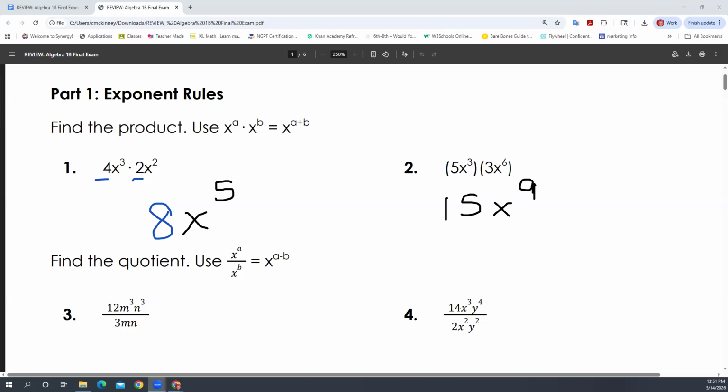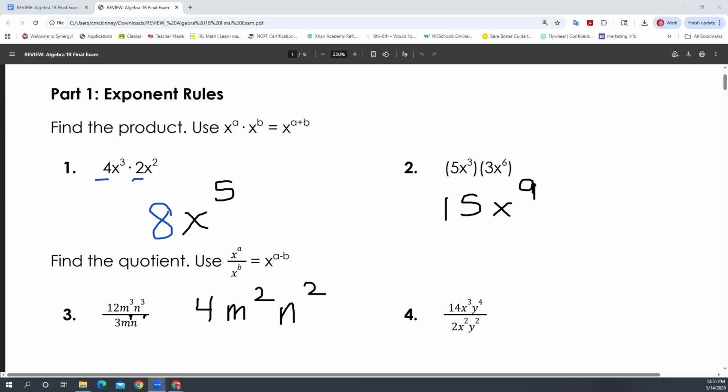Now we're going to look at quotient rule. So for quotient rule, we subtract exponents and we divide the coefficients. So 12 divided by 3 is 4. And then we're subtracting the exponents. Remember, if it doesn't have an exponent, but that variable is there, it means it's the first power. So it's like these two have little ones as their exponents. So 3 minus 1 makes this m squared, and 3 minus 1 makes this also n squared.